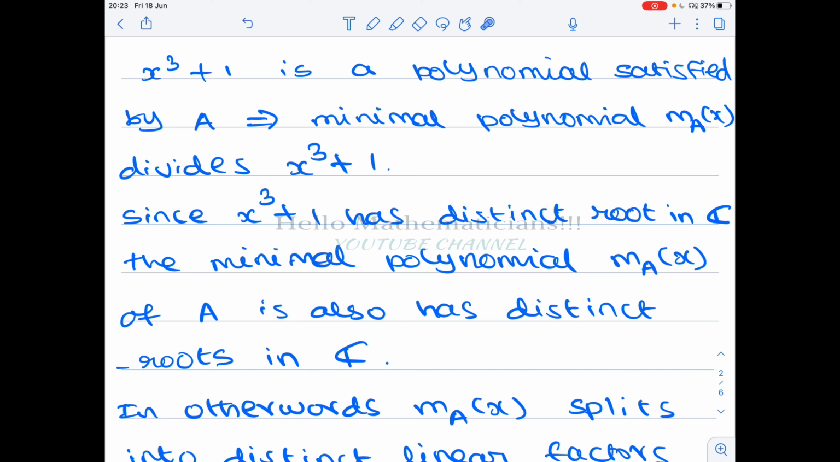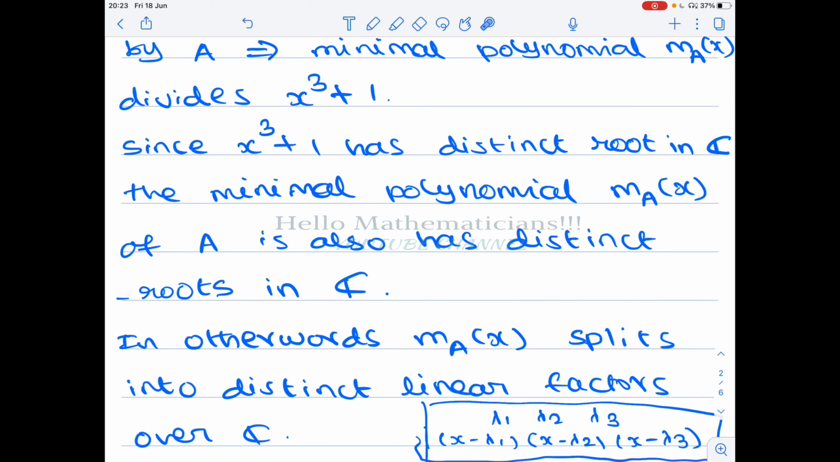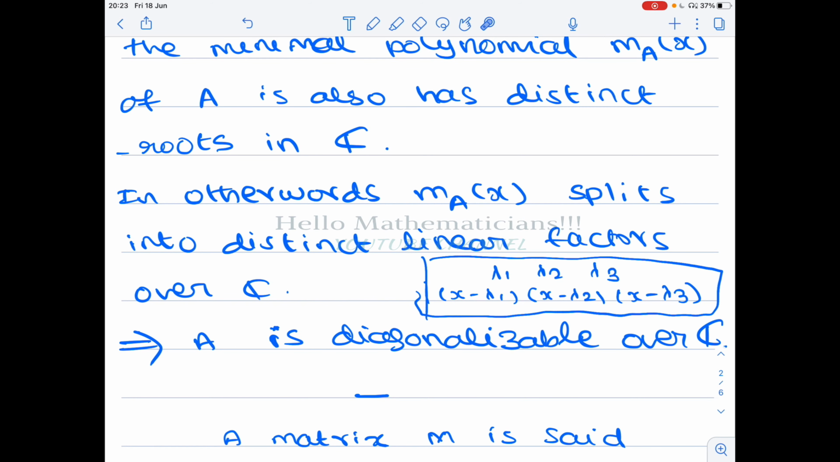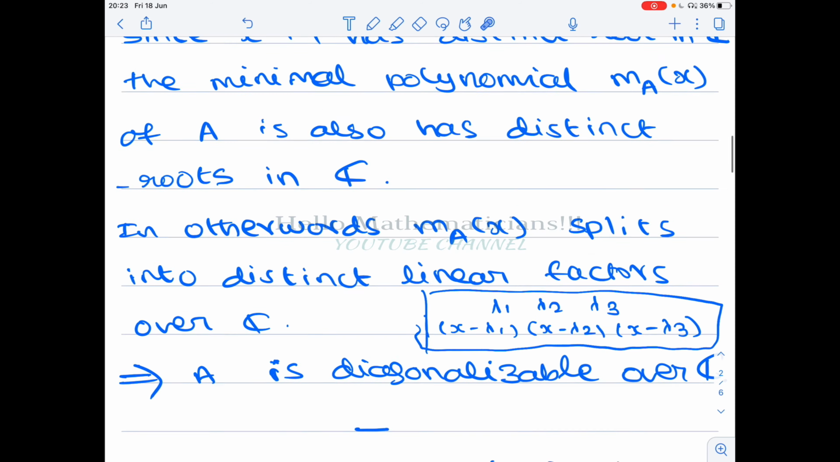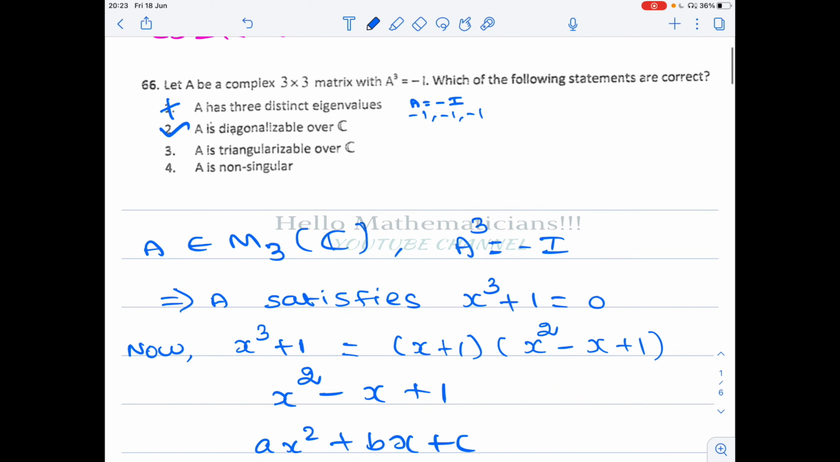So x cube plus 1 has distinct roots in C. Therefore, the minimal polynomial also has distinct roots in C. So that means the minimal polynomial splits into distinct linear factors over C. If the minimal polynomial splits into distinct linear factors, that means that A is diagonalizable over C. So we have concluded that A is diagonalizable over C. Now we go through our proof.